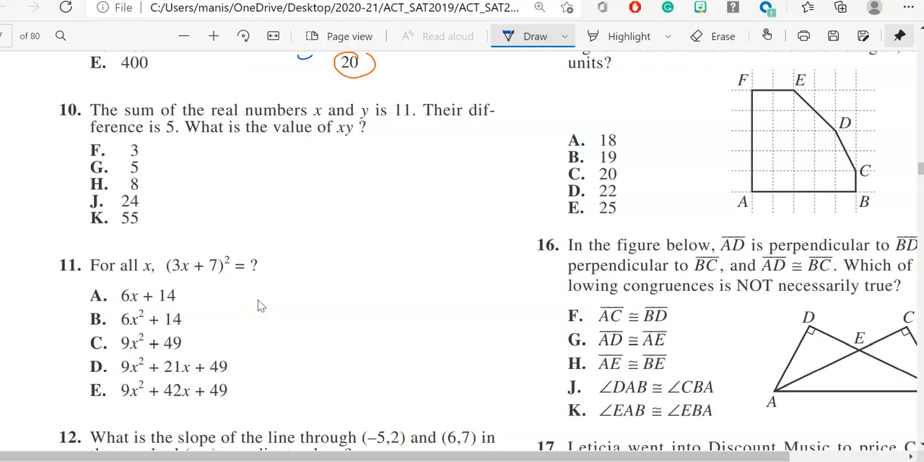Question number 10. The sum of the real numbers x and y is 11. Their difference is 5. What is the value of x times y? So the sum of the real numbers, x plus y, is equal to 11. Their difference is 5. This means when we subtract both of them, it is 5.